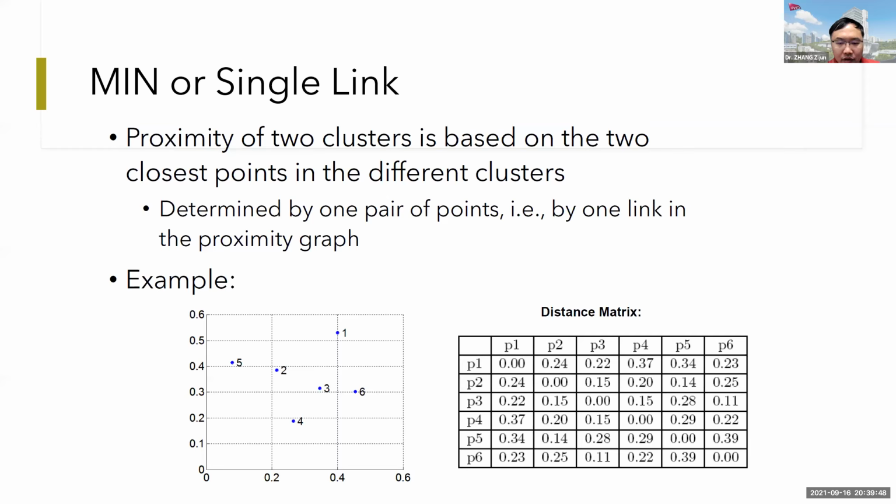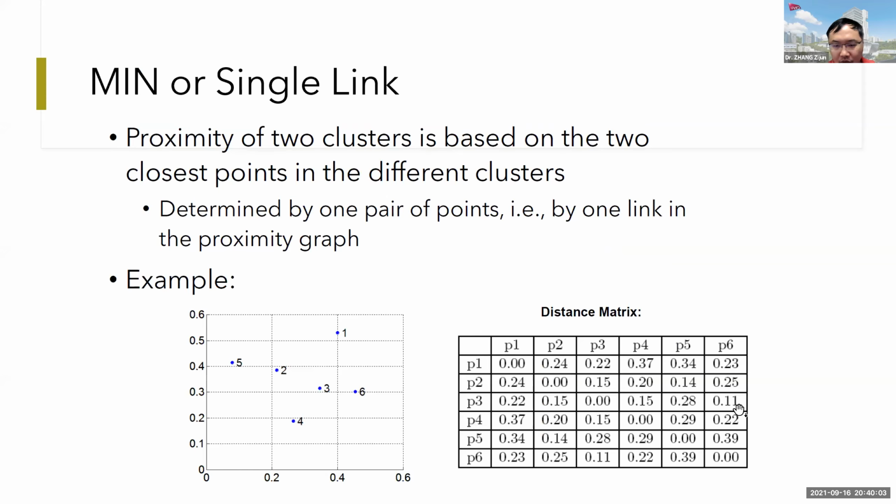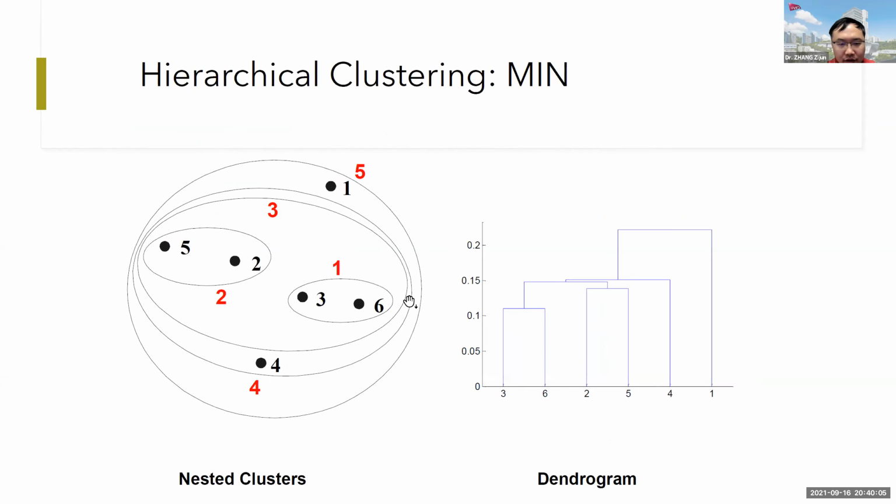Yeah. So when you do the merge, you first consider the lowest distance that you go with. So what is the lowest distance? It's the distance between 3 and 6, which is 0.11. So you merge these 2 first. After merging these 2, you still use the minimal distance. So for 1, 2, 4, 5, you compute their distance to the closest distance.